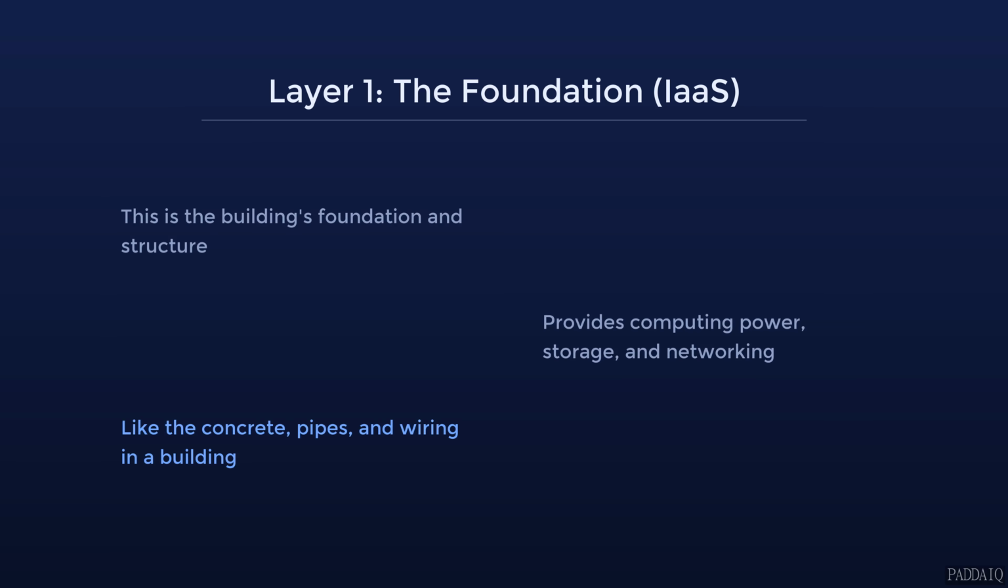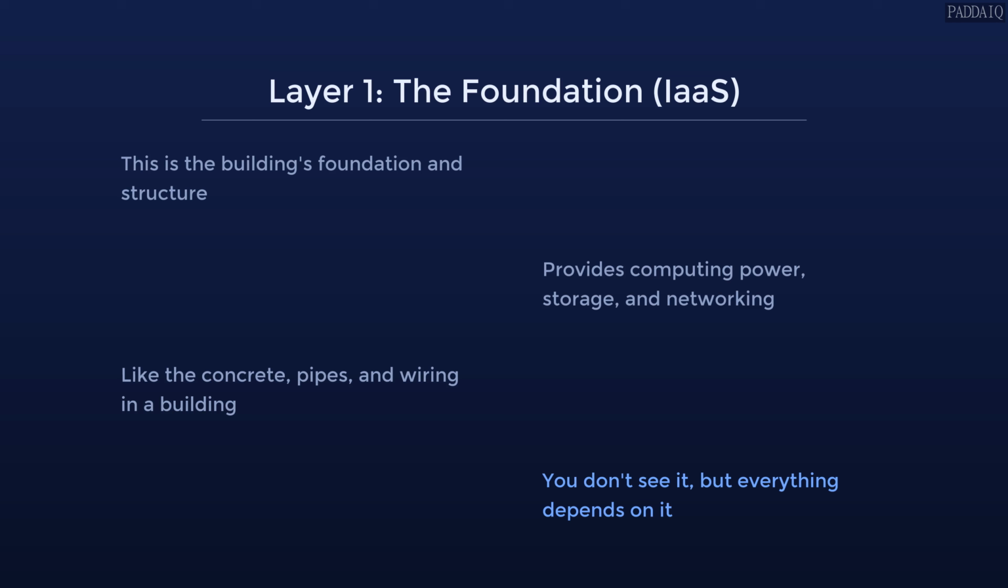This means it provides the fundamental physical and virtual resources, such as servers, storage, and networks, that everything else runs on. For example, it's the servers in a data center hosting your applications. This essential layer supports all the higher-level services you will use. You don't see it, but everything depends on it.